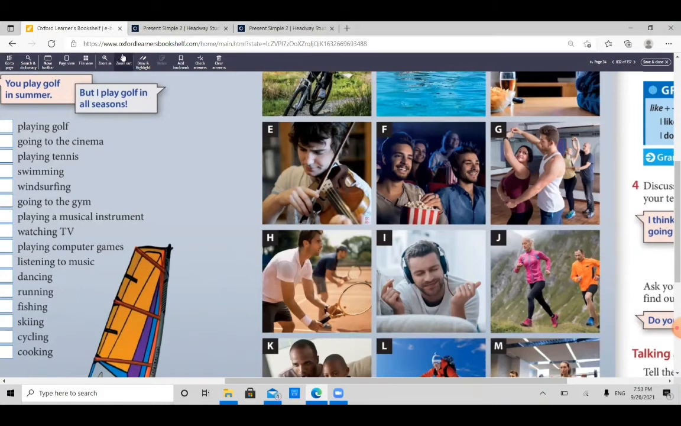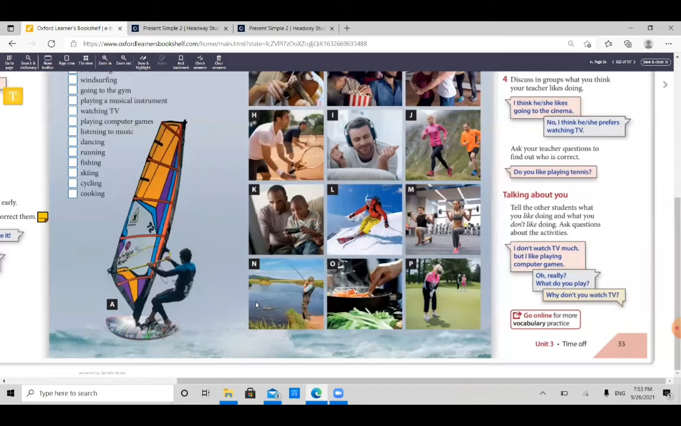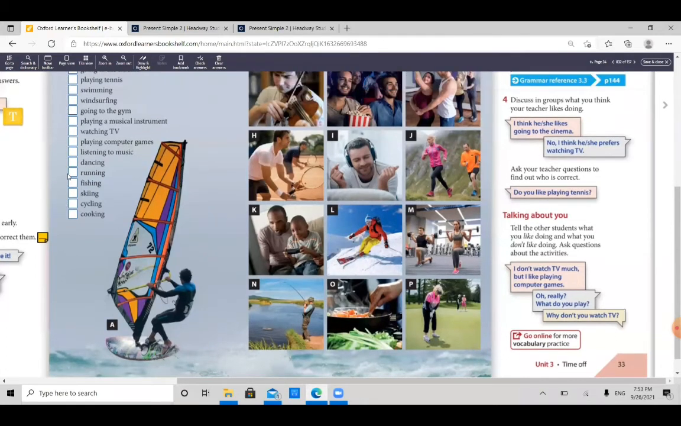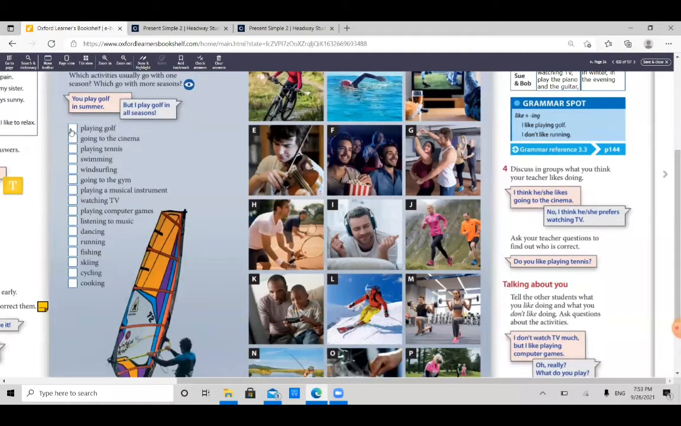Let me zoom it out a little bit so we can see. No, it's not H. It is not golf. P. Yes, it is P. Okay, the next one. Ilaf. Going to the cinema. F. It's what? F. Very good. Abdurrahman. H. What is H, Abdurrahman? Playing tennis. Very good.